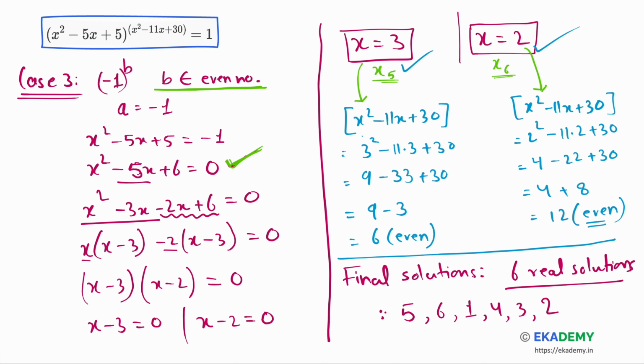I mean, you can rearrange them in a different order also. So you can write it like 1, 2, 3, 4, 5, 6. However, these are the solutions of the given quadratic equation. In fact, these are the solutions of the given mega quadratic equation.